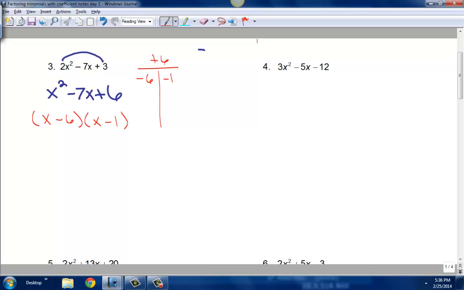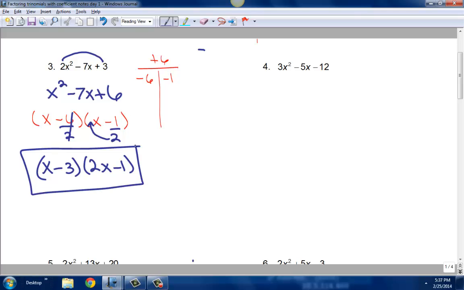Remember that we cheated by multiplying the 2 into the 3. So undo it by dividing the 2 out. The first one looks like it cleans up, leaving me with x minus 3, because 6 divided by 2 is 3. The last one is not going to clean up, so I'm going to move the 2 up to the front. 2x minus 1. There's my factors. Remember, if you want to check it, multiply them back out.